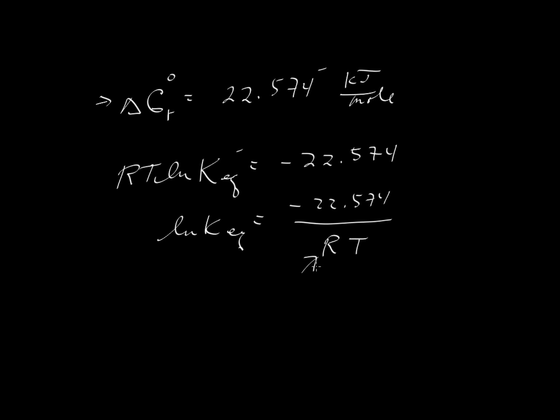What is R? R is the gas constant, and the gas constant is about 8.3144 when you're using joules. Here we have to make a correction. This is in kilojoules per mole. So if we're going to use a value of 8.314, we're going to have to convert this to joules per mole. So we get minus 22,574. That's in joules per mole. And then we'll use a value of about 8.313 or so. And then we have to divide this by the temperature.